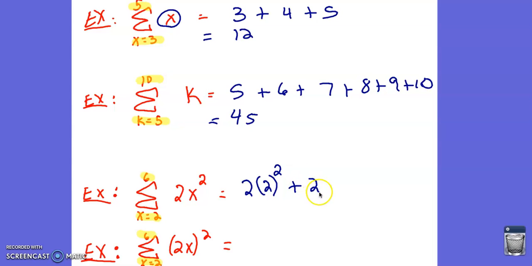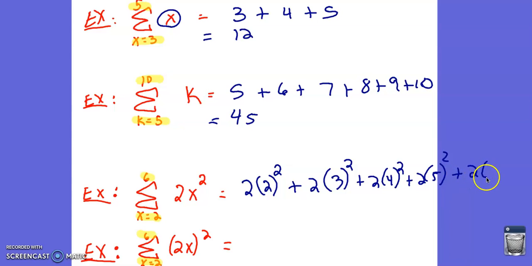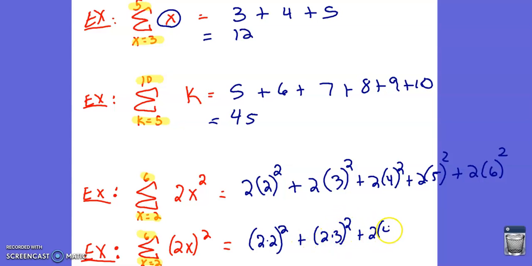And then 2, 3, 2, 4, 2, 5, and then 2, 6. And then we would have to calculate that. The next one, I want you to notice what it says. It says 2, and then you're multiplying it by the first number, and then you're going to square it. 2 times 3, then you're going to square it. 2 times 4.